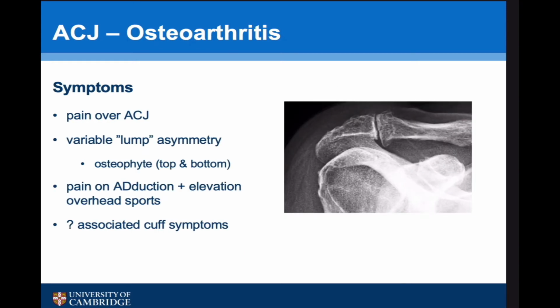AC joint osteoarthritis tends to present with specific pinpoint pain over the AC joint. There tends to be a variable lump. It's not always present, so there sometimes can be some asymmetry from the other side, and this really represents superiorly an osteophyte. And as I mentioned earlier, you can have that inferior osteophyte, which can cause issues with the underlying supraspinatus tendon. Patients tend to complain of pain, particularly on cross-body adduction and on high arc elevation, so that's particularly in overhead sports, so racket sports and throwing. And as I mentioned earlier, they can sometimes have associated rotator cuff symptoms.